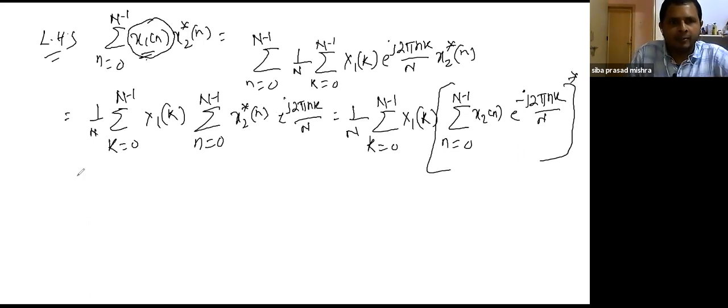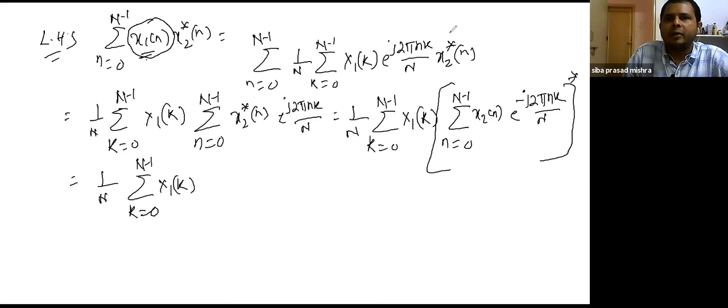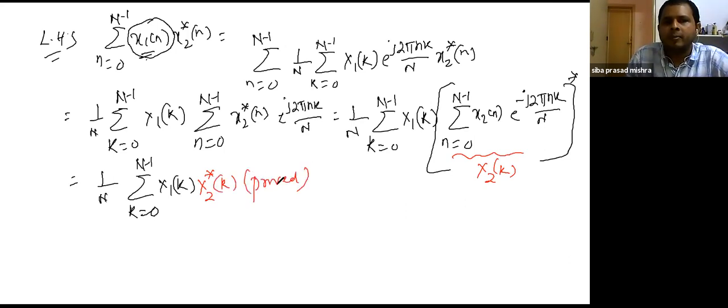So that equals 1 by N summation of k from 0 to N minus 1 of x1 k, and what about this part? This inside part is your x2 k, and with the conjugate, it is x2 conjugate k. Okay, proved. Now the same we can do for both sequences x1 n equals x2 n equals x of n. Then automatically what will happen? This x of k multiplied by x conjugate k, you will get x of k squared. Okay, in the same way you can do the proof.